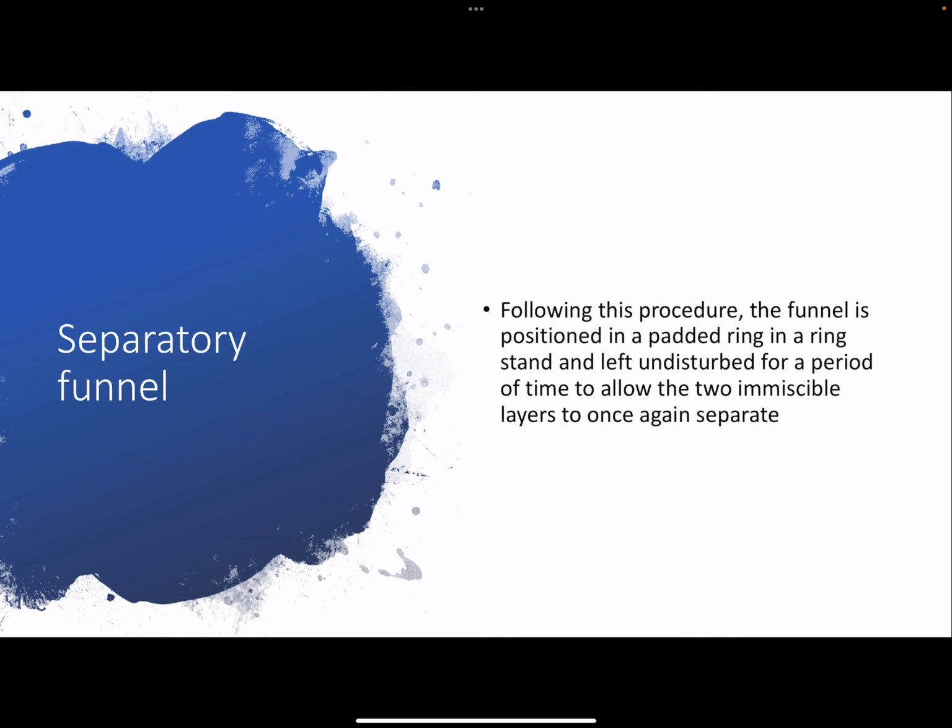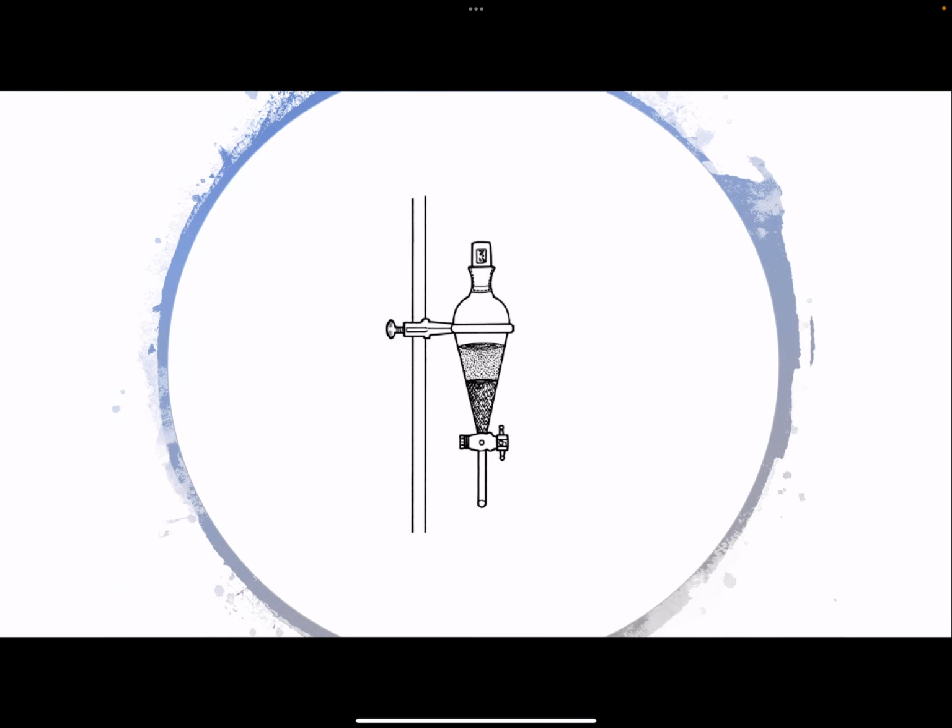Following this procedure, after natin siyang i-shake and i-vent, the funnel is positioned in a padded ring, in a ring stand, and left undisturbed for a period of time to allow the two immiscible layers to once again separate. So, ayan, that would be the setup, no? It's going to take around siguro 30 minutes to about 1 hour for it to separate again. Kasi, shake mo nga eh. So, it's going to mix. So, after 30 minutes or 1 hour, eventually, they're going to separate again.